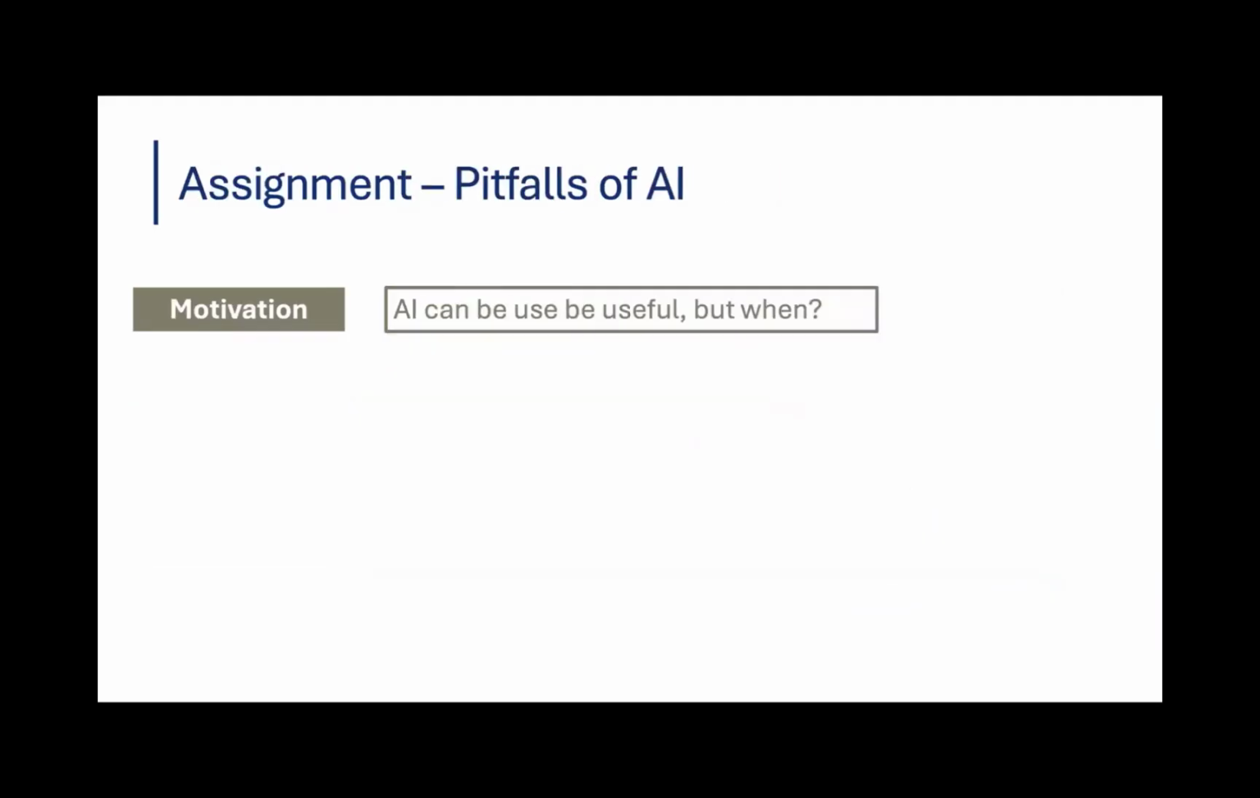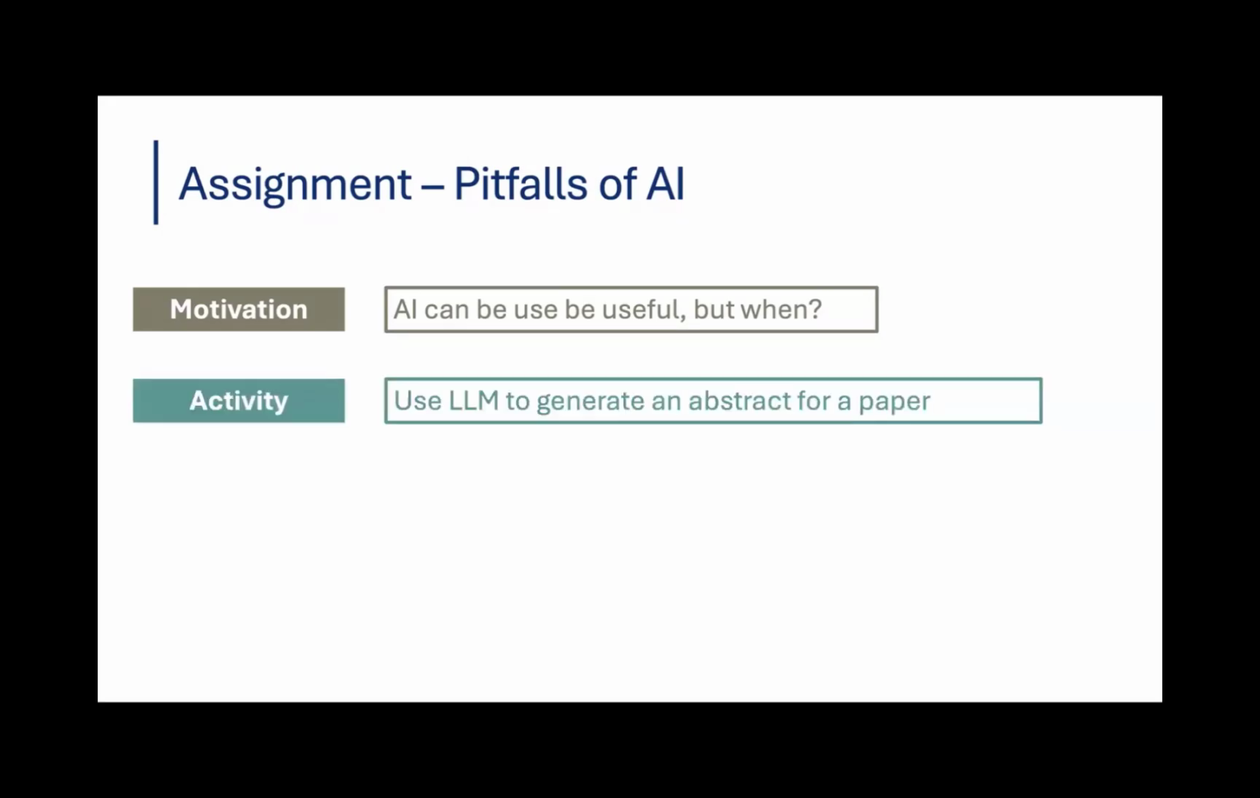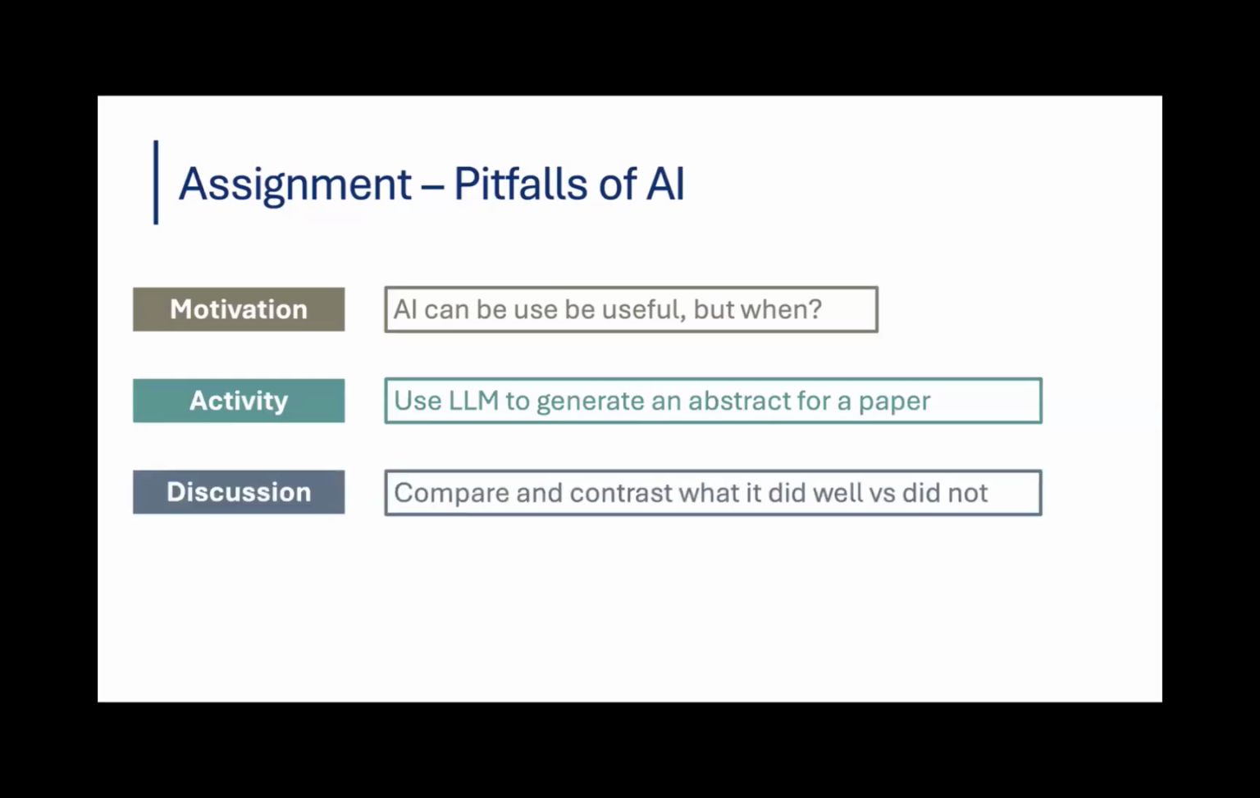Another assignment that I've generated is talking about the pitfalls of AI. The motivation behind this is that, as everyone has said so far, AI can be incredibly useful. It's not going away, but when specifically is it helpful? This activity was very simple and was just using large language models, whether ChatGPT or Claude, to generate an abstract for a paper that they had had to read for an assignment and where they'd spend time discussing it for a journal club in class.